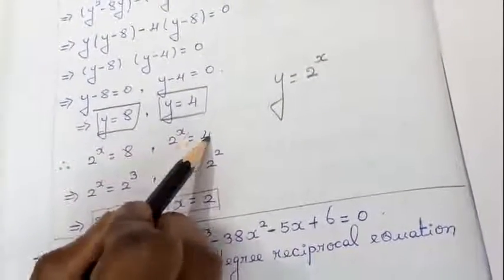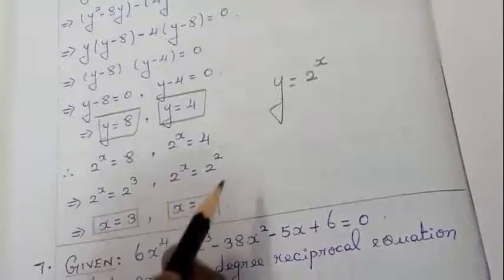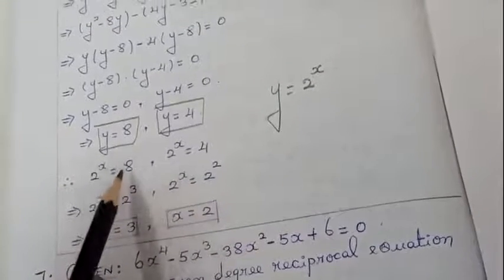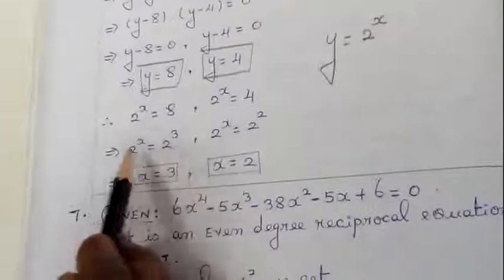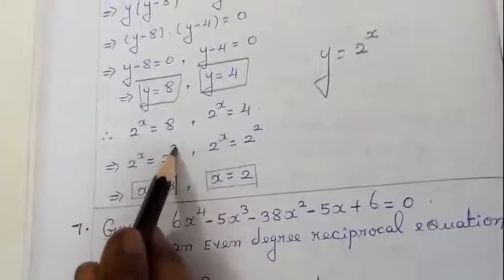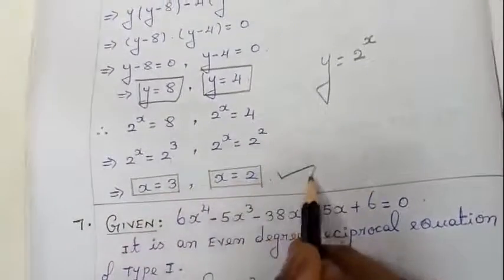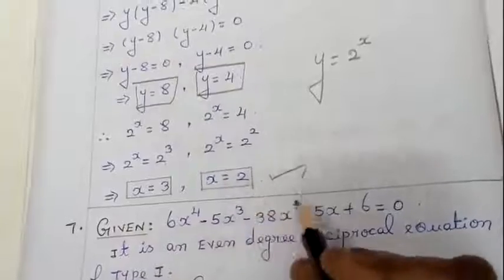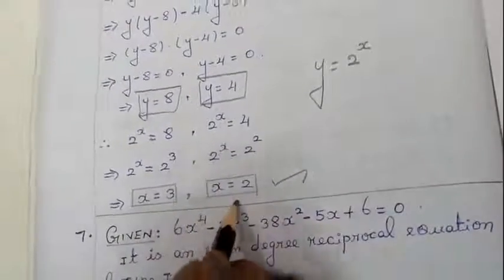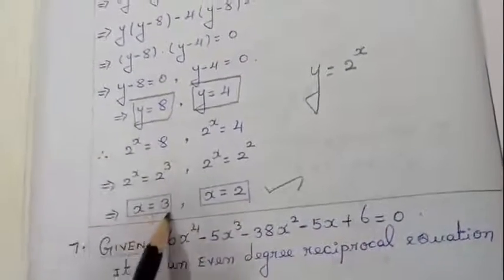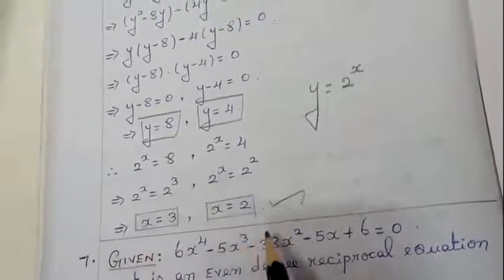The main target of the sum is, I want to find the value of x. So, what I am doing here is, 8 I am writing it as 2 to the power 3 and 4 I am writing it as 2 to the power 2. I am just comparing the power. Since the base is the same, I compare the powers. x is equal to 3 and x is equal to 2. So, these two are the real numbers satisfying the given equation, that is x is equal to 3 and x is equal to 2.